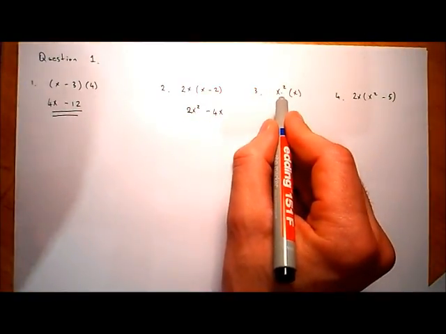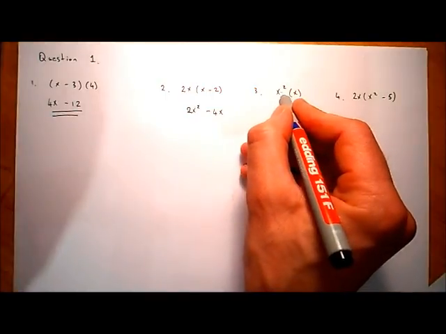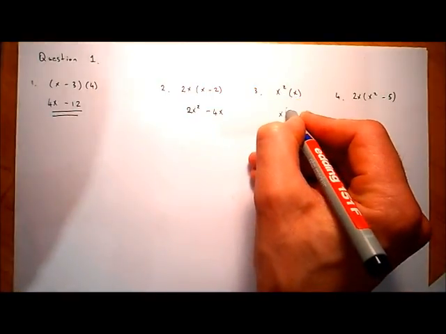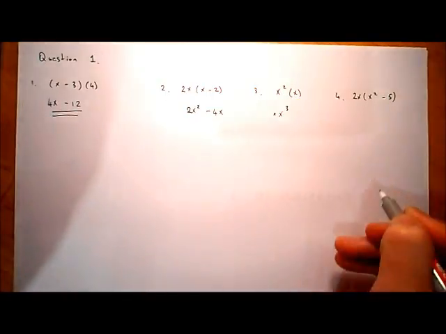The third one, we're just multiplying x squared by x. When you multiply x squared by x, you get x cubed. So that's equal to x cubed.